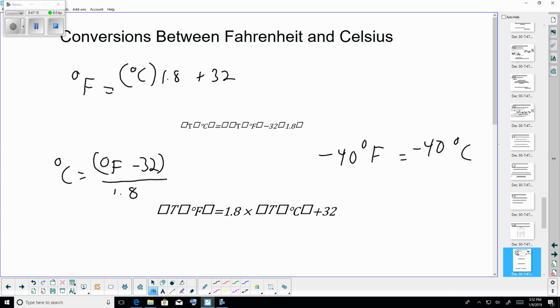Do you have to know it? For what? Celsius to Kelvin? Oh, that's easy. Kelvin is degrees Celsius plus 273. Does your book use 273.15? Okay. So Kelvin to Celsius would be minus 273.15.